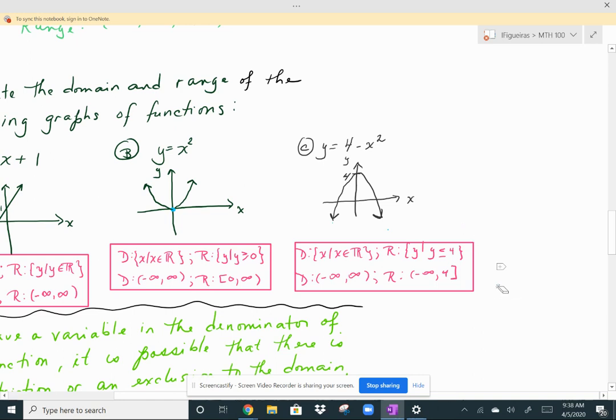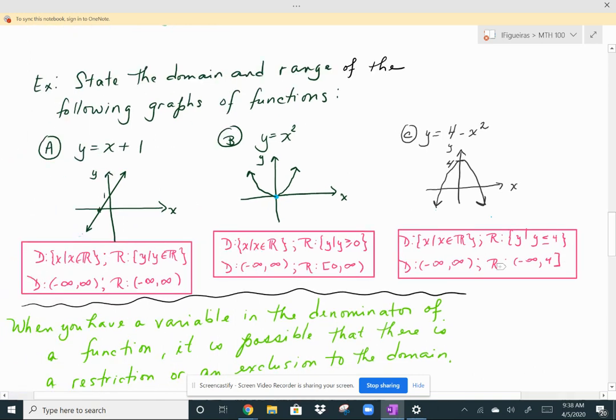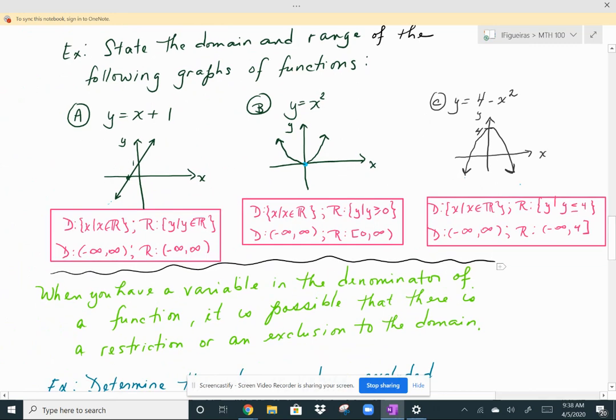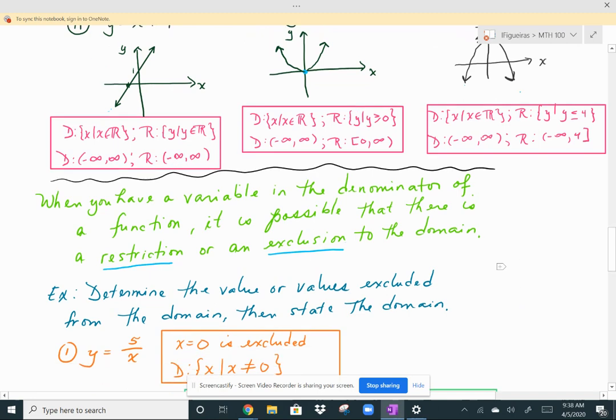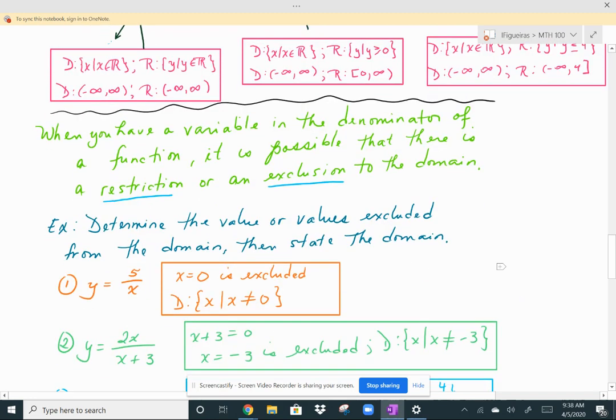Okay, so when you have a variable or variables in the denominator of a function, it is possible that there is a restriction or an exclusion to the domain, meaning you have to omit it from the domain because you want to avoid anything that would result in you dividing by 0.